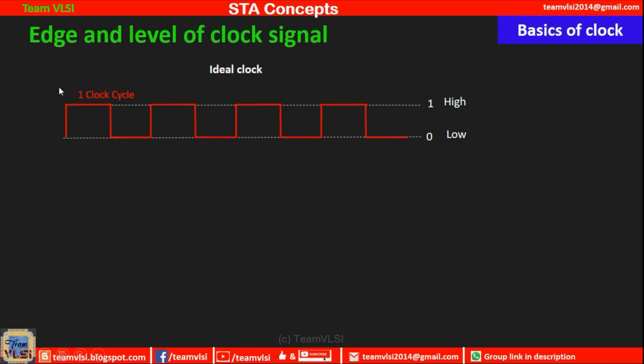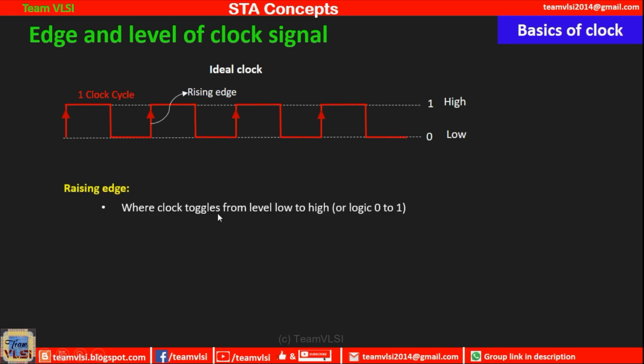So next we will see edge and level of the clock signal. So you can see at this moment of time, your clock signal toggles from low to high. So this transition, this edge, is called rising edge. So rising edge, where the clock toggles from level low to level high, is also called leading edge or positive edge.